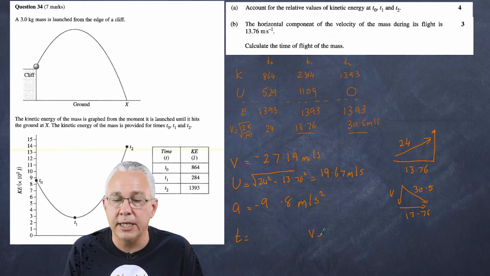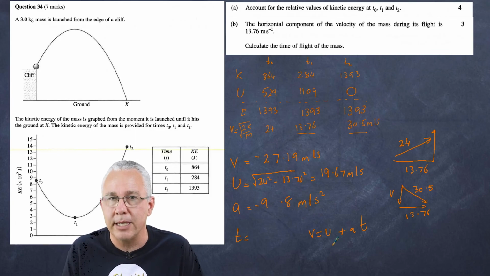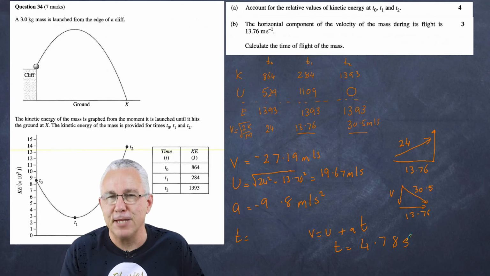How? Because of v equals u plus at. All I need to do is substitute those values in, and you can do the mathematics, but you'll get a time of 4.78 seconds. There's the answer.